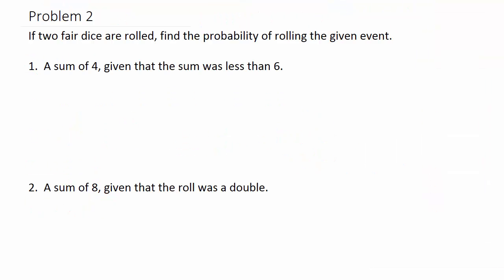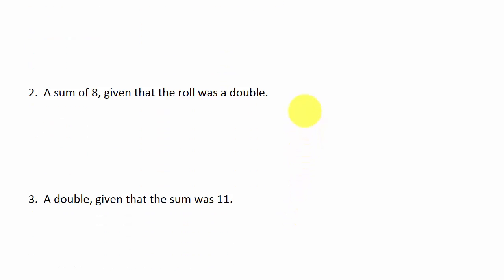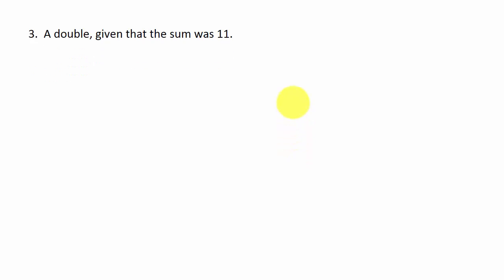All right. This time we have, if 2 fair dice are rolled, find the probability of rolling the given event: a sum of 4, given that the sum was less than 6. So what we have to do here is write out the sample space for 2 dice. If you've watched my other probability videos, I've done that before already. So I'm going to come down here and do it.